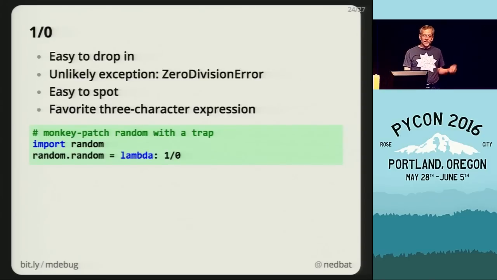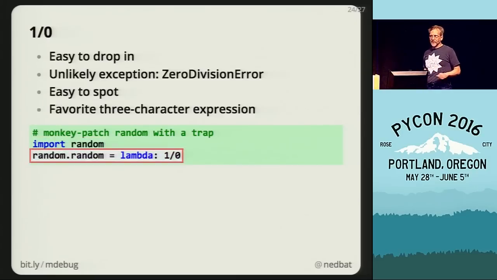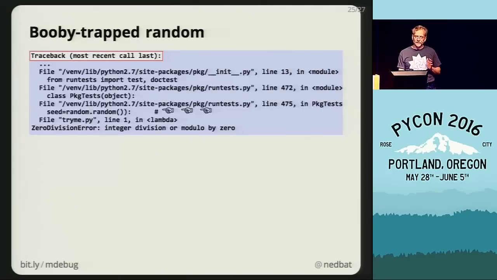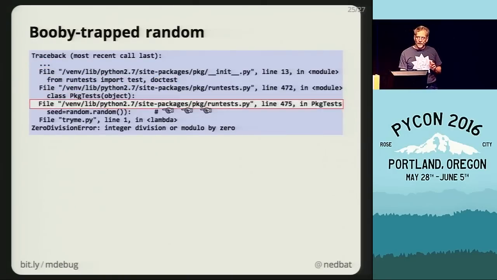So what we're going to do is monkey patch again. We're going to monkey patch random with a booby trap, right? We're going to import random, and we're going to say random.random = lambda: 1/0, right? And now notice how reckless we're being here. We don't care what the arguments are. We're not trying to reproduce the behavior. We're not returning anything. It's just an exception. But it worked great.